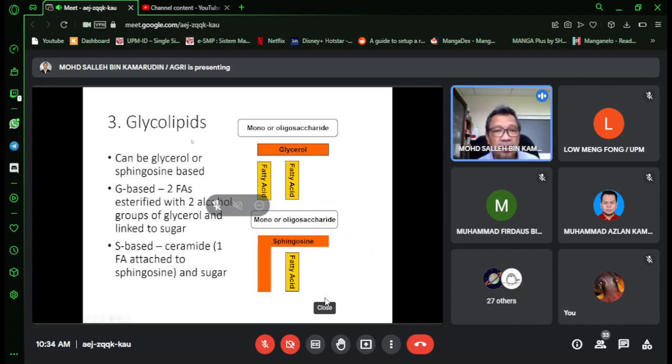And then we have glycolipid. Glycolipid can be yang saya kata tadi dia ada sugar with the mono ataupun oligosaccharides as part of their component. Again, dia boleh ada glycerol ataupun tidak ada glycerol.